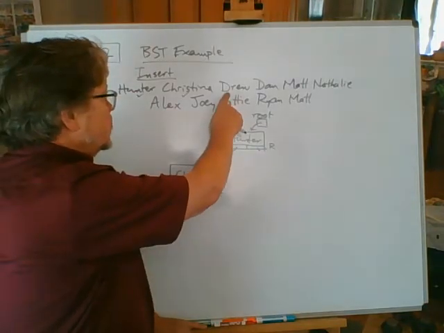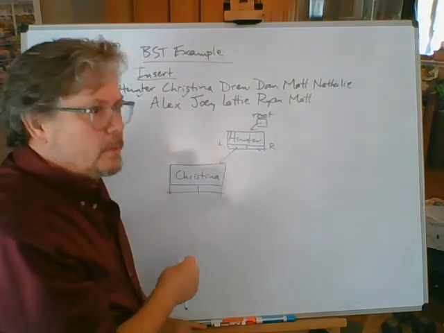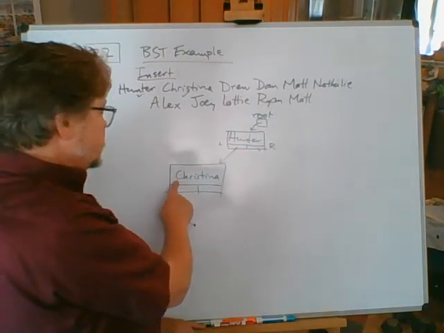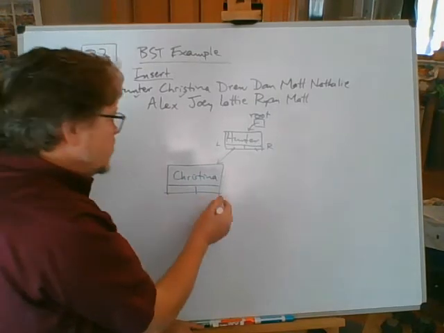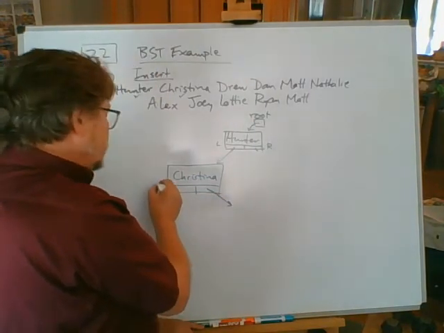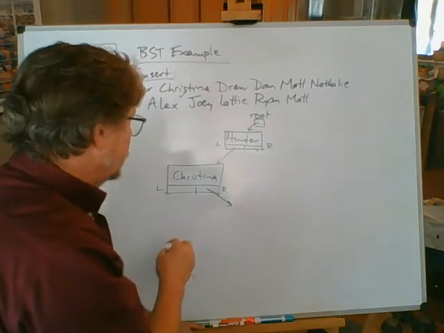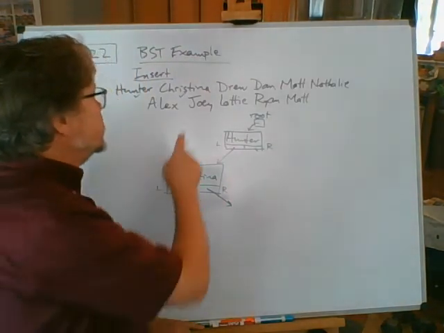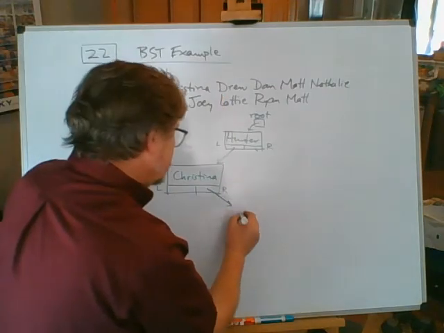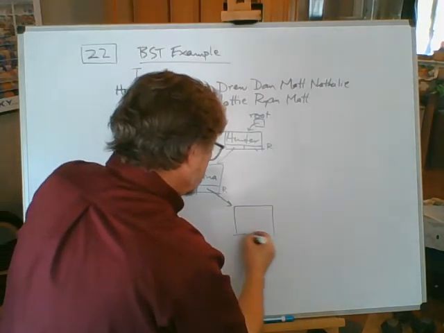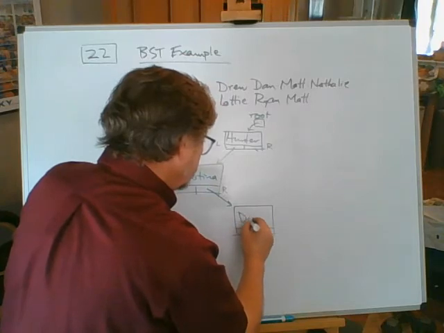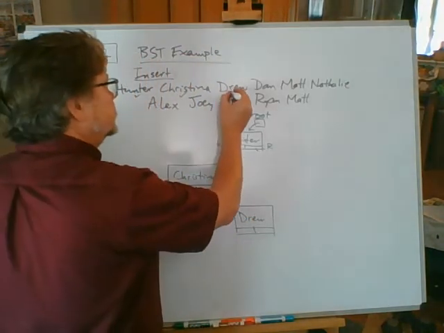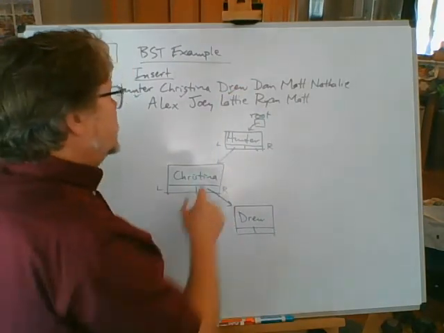Let's try Drew. Capital D. Until we have to use multiple letters, we could just use the first letter. D is less than H. Yes. But D is greater than C. Uh oh. So we've got to come back to the right. And I'm not labeling these, and I won't for every single one of them, but all of these are the left pointer and the right pointer to the two children. So Drew goes to the right of Christina in a node of her own, like so. Check.